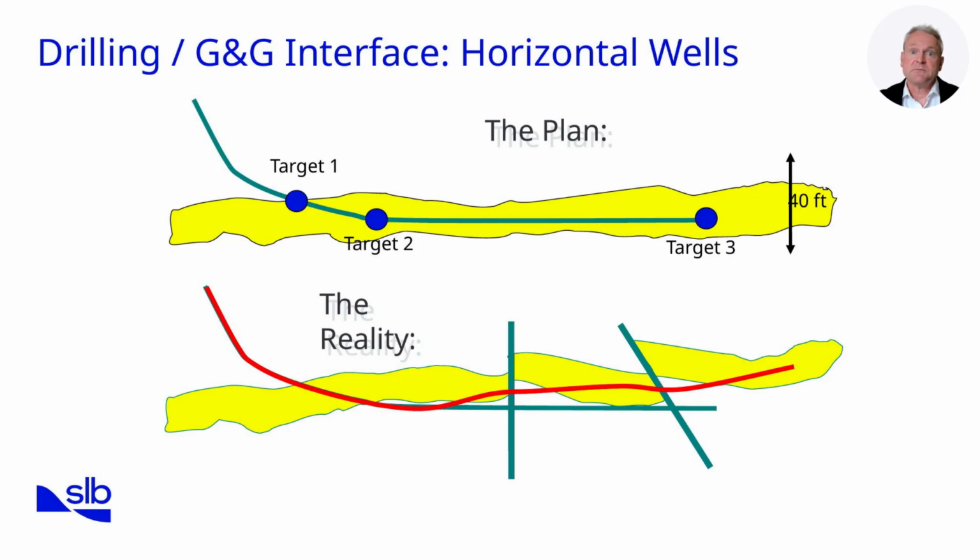This illustrates the importance of the interface between drilling and geoscience. For drilling engineers, the focus is on keeping the well on trajectory, optimizing rate of penetration, and maintaining safe operations. For geoscientists, the focus is on staying within the reservoir sweet spot. Successful geosteering requires balancing both perspectives in real time.